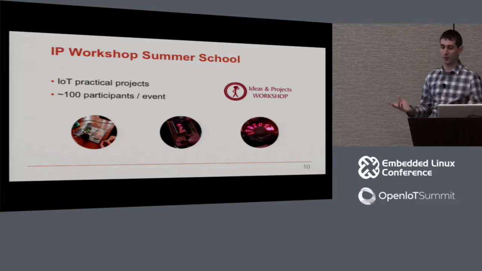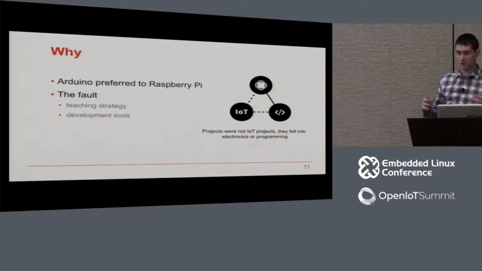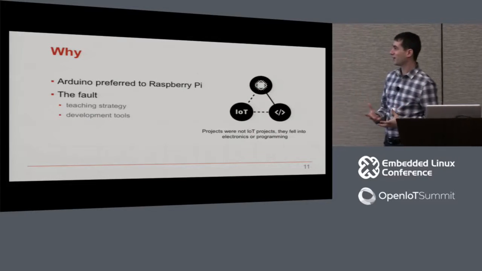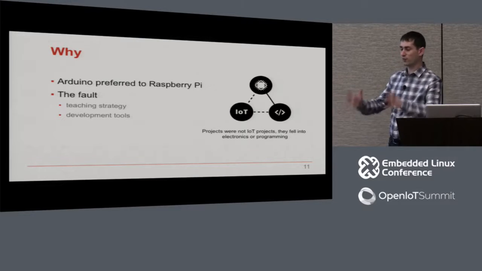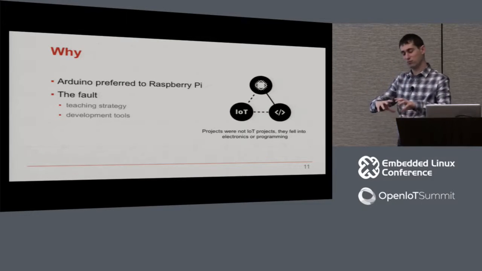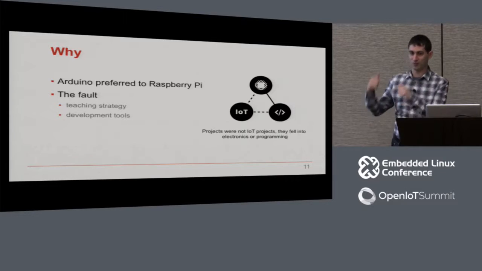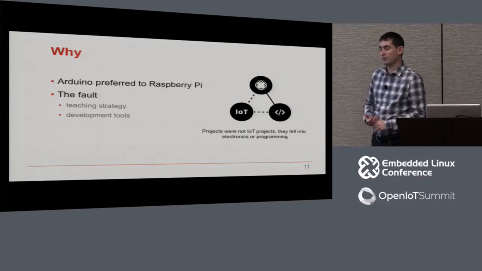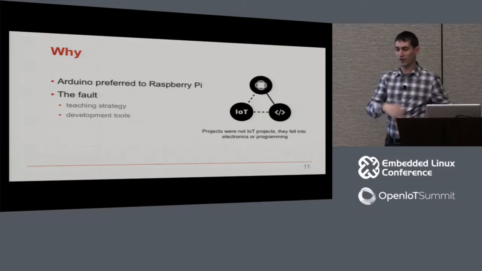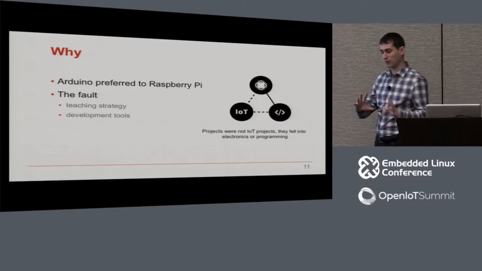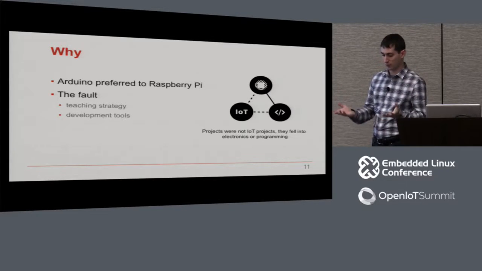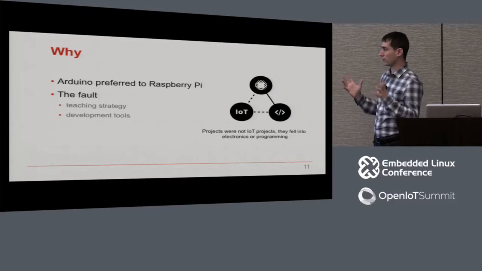And guess what happened? Everybody was building electronics projects. So we taught Arduino and Raspberry Pi, and everybody would choose the Arduino and take some data and maybe send it to a cloud. And okay, if it happens the first time, okay. If it happens the second time, then you start asking questions. The fault was that our teaching strategy was not the best because we tried to show them separately. But in most of the cases, the problem was the development tool.